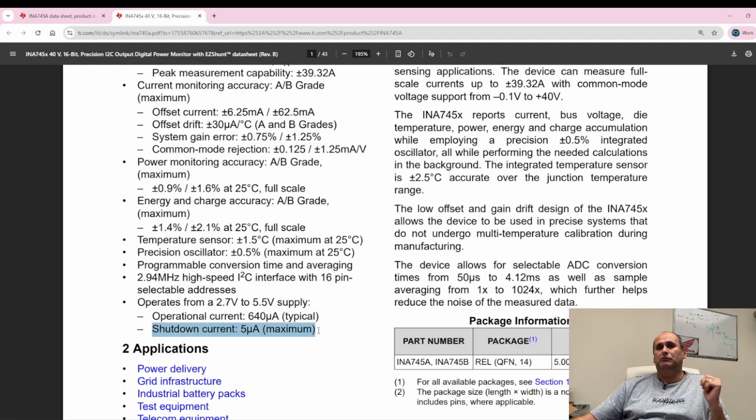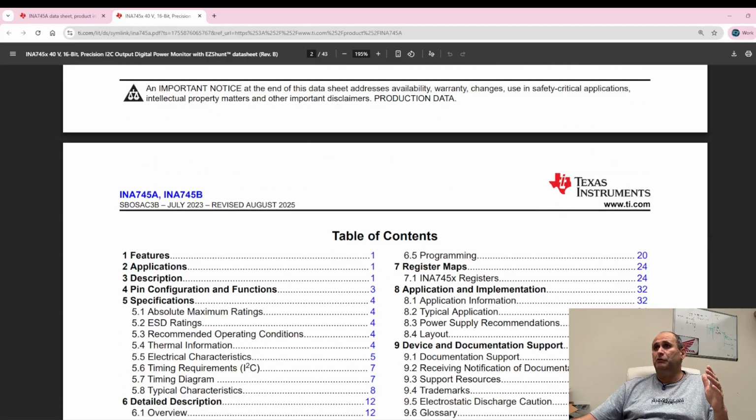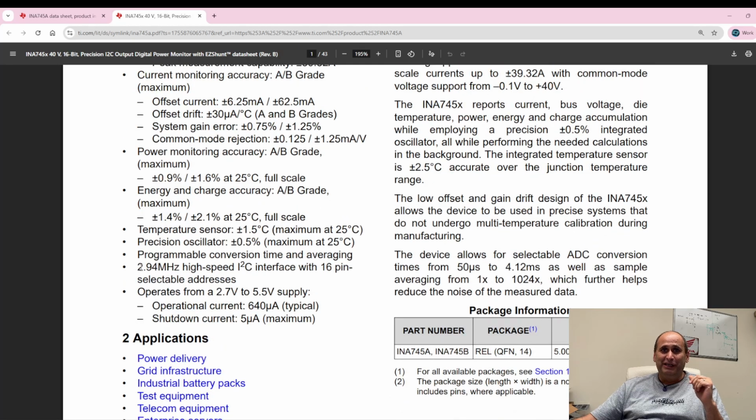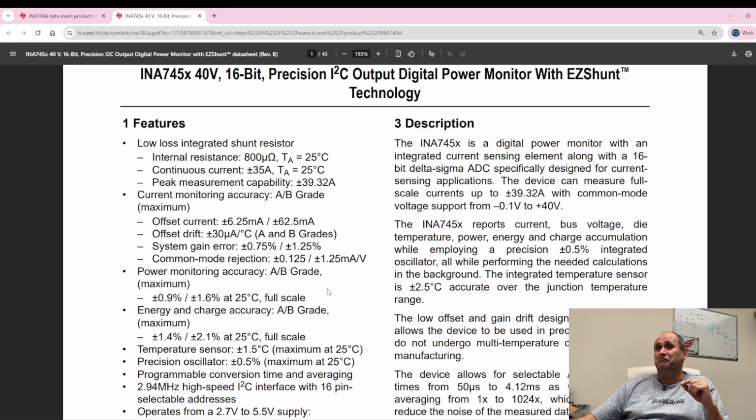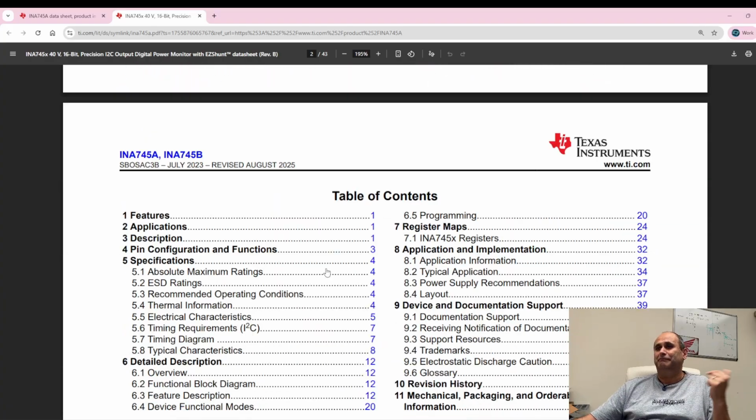Okay, shutdown is 5 microamps, and there's the operational current. The figures of merit here are outstanding. I love this part. As I said, I'm not going to go through the datasheet. Another thing which caught my eye was the speed of I2C, 2.94 megahertz, such an odd number, nearly 3 megahertz. So this part is very, very fast. If you have something to read that fast, you probably can. Now, I don't think the conversions are going to be that fast, but yeah, look.